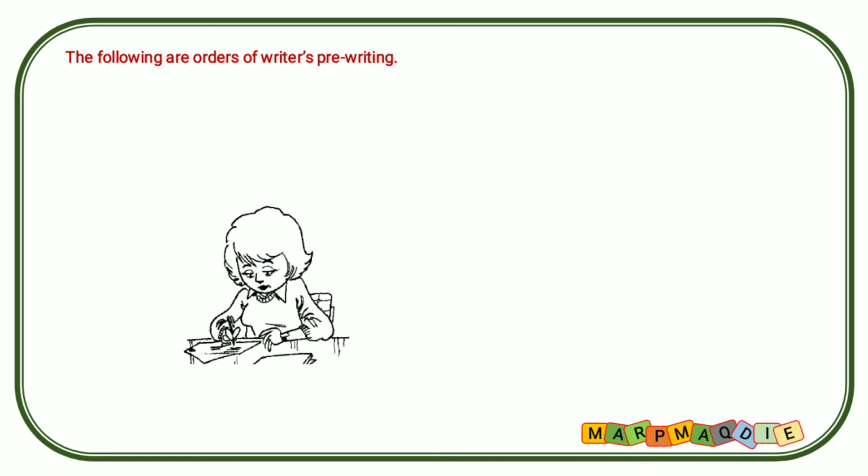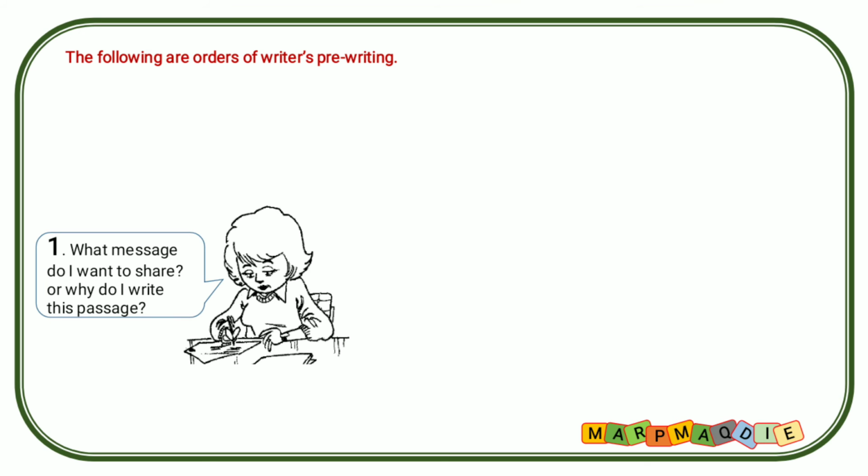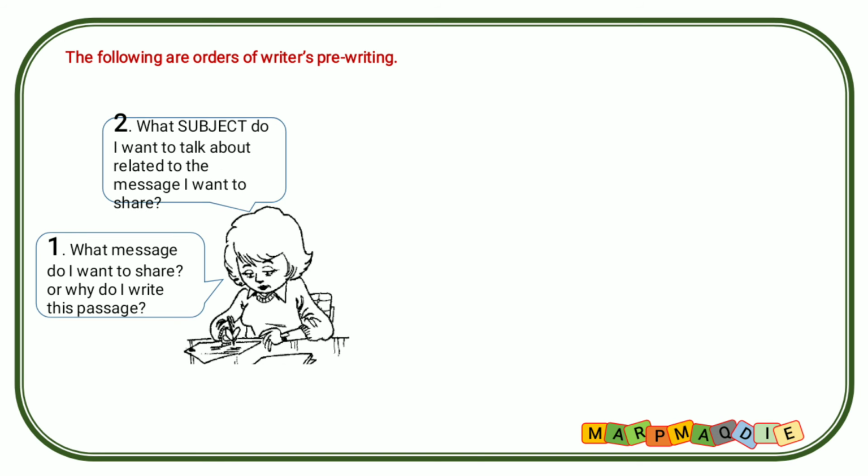So, for example, you write something. The order of the important points in your writing will be as follows. The first is you have to decide what message you want to say, or why you write this passage. This is the first: what message do I want to convey in my passage? And the second, what subject do I want to talk about related to the message I want to say?